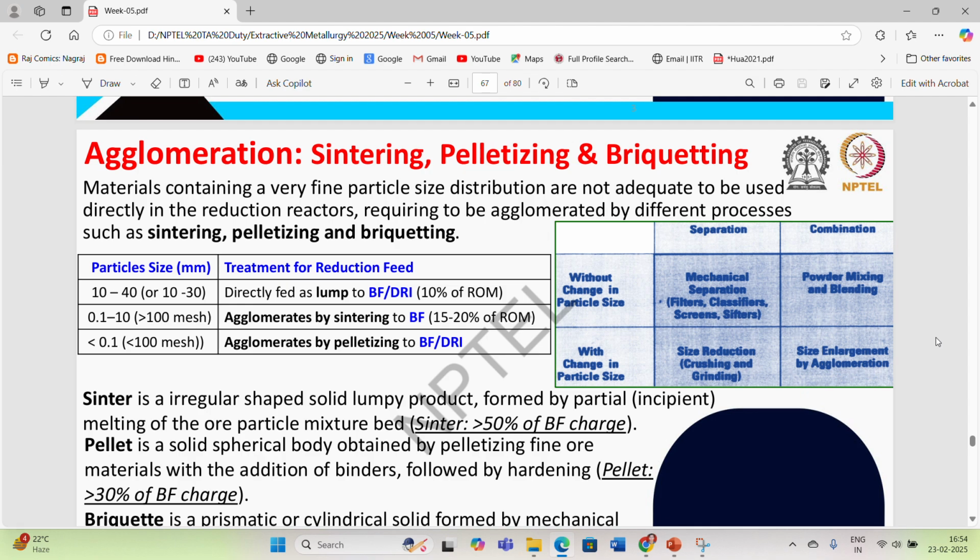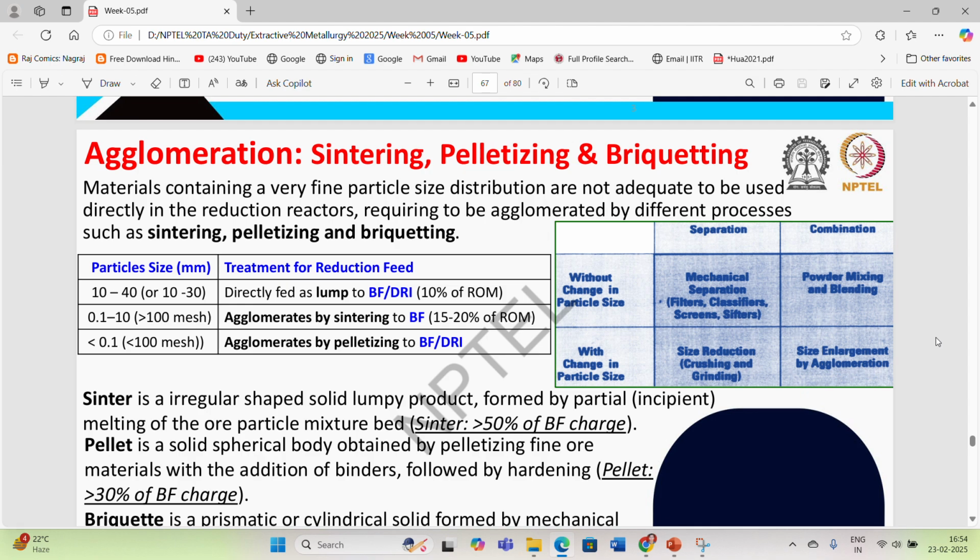So what about the size which is less than 0.1 mm? That 0.1 mm size, we need to agglomerate by a pelletization process so that it can increase up to a size of around 10 to 12 mm and can be used in the blast furnace or DRI process operations, or we can use these pellet agglomerates in making the sinter also sometimes.